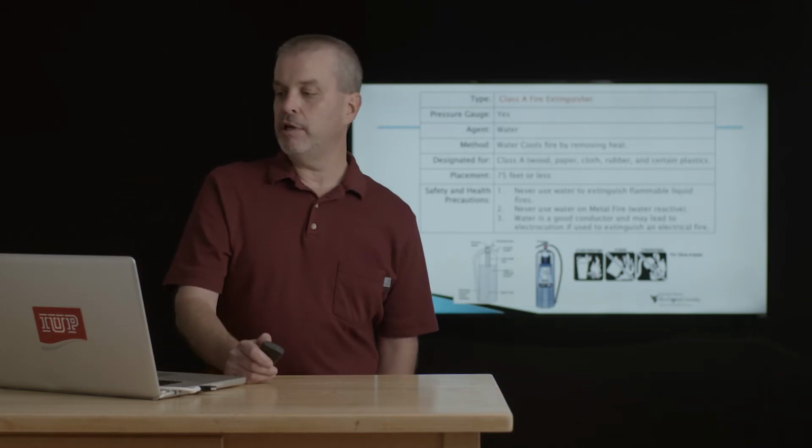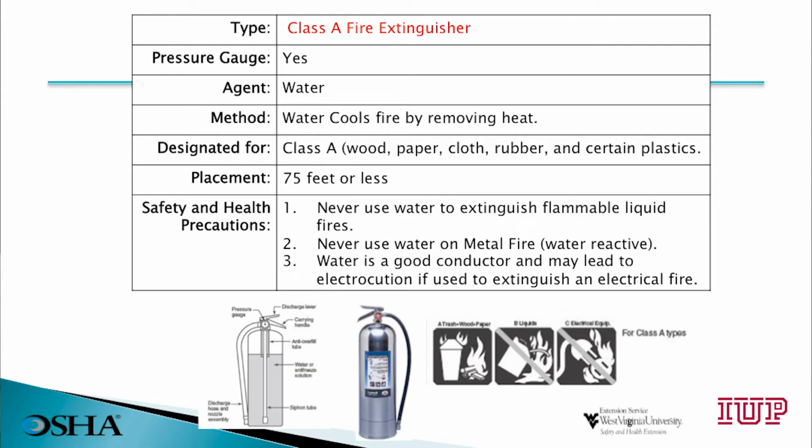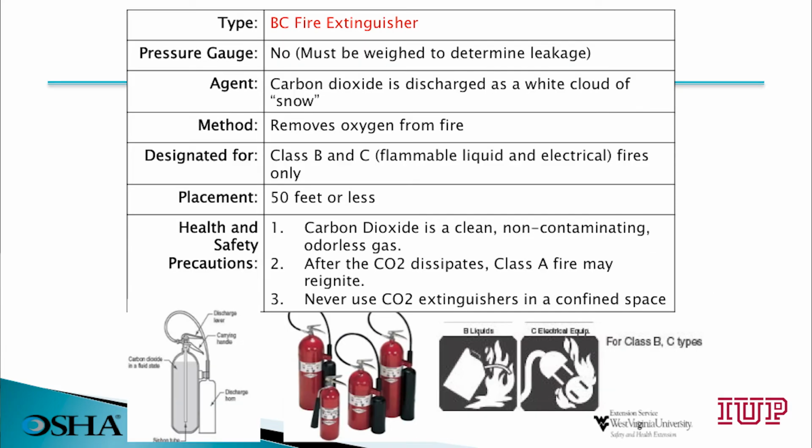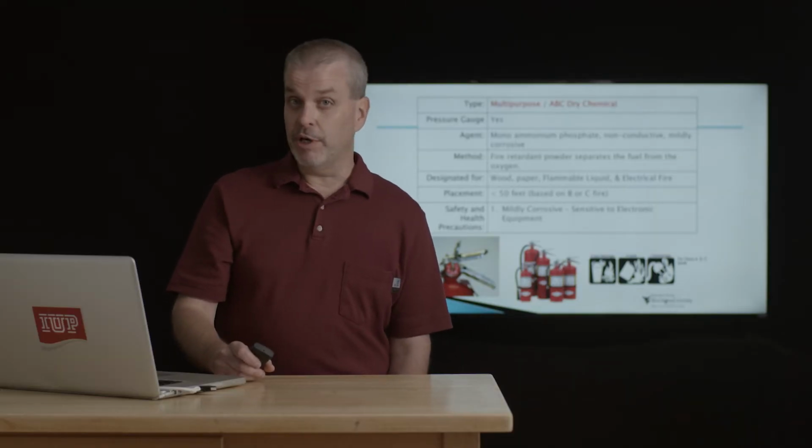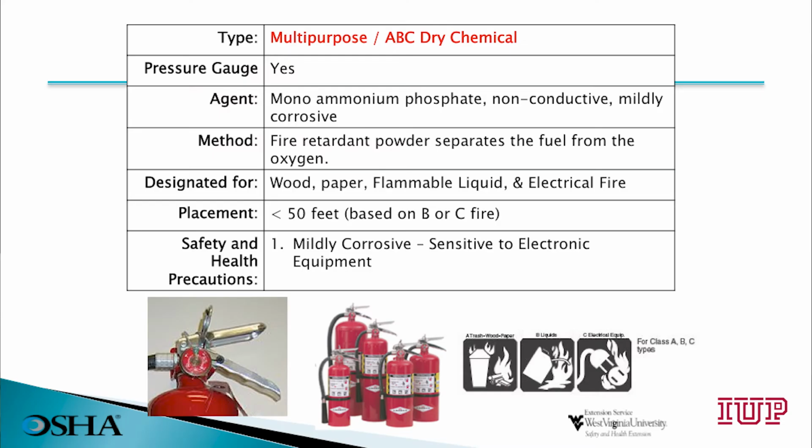The 6 types of fire extinguishers include a Class A. Typically that agent is water, and its method of fighting that fire is to cool it by removing the heat. Another example is BC fire extinguisher, and its agent is typically carbon dioxide, and that discharges a white cloud. Essentially, its method for controlling a fire is to remove the oxygen. Another type of fire extinguisher that may be present in our workplace is an ABC dry chemical, which provides a non-conductive, mildly corrosive powder, and its method to fight a fire is to separate the fuel from the oxygen.